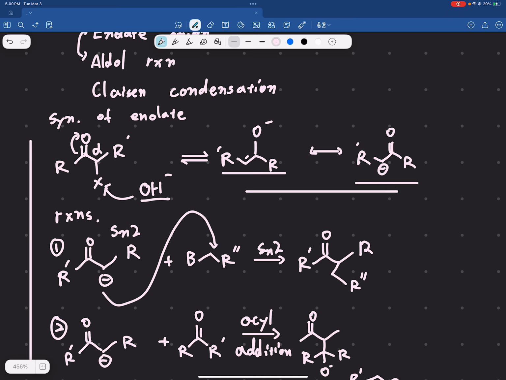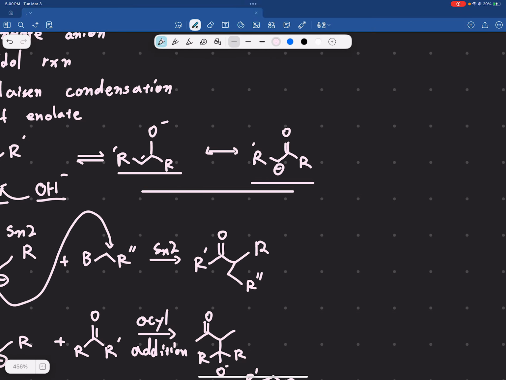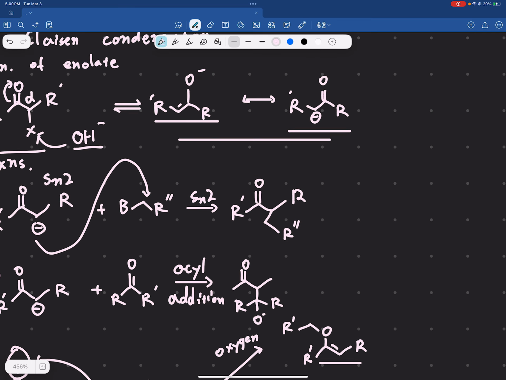The position of this equilibrium actually strongly favors the left. This is not actually thermodynamically favorable, but we're going to go over how we can make this more favorable through specifically LDA, making this a kinetic reaction. But for the purposes of this video, we're just going to look at the reactions.